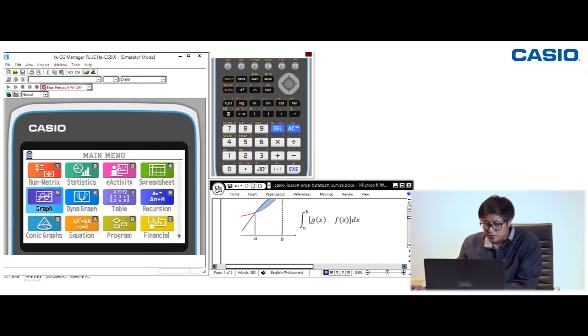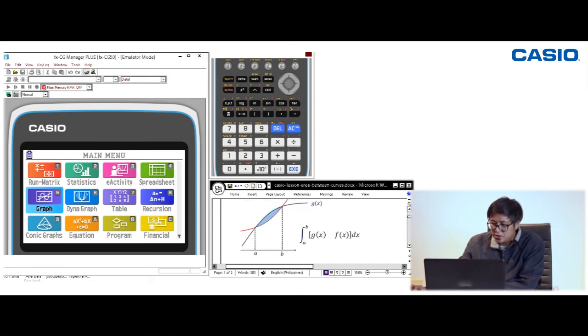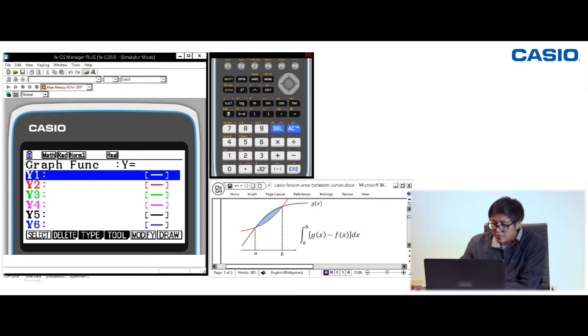So let's have this problem to solve. Find the area bounded by the curves y equals x squared minus 4x plus 4 and y equals 4 minus x squared. Before we graph these two, again, it's important to get a and b and to know the relative positions of the graphs, which one is above the other or which one is below the other, because g should be at the top. Okay, so let's go to the graph mode to graph the two functions.